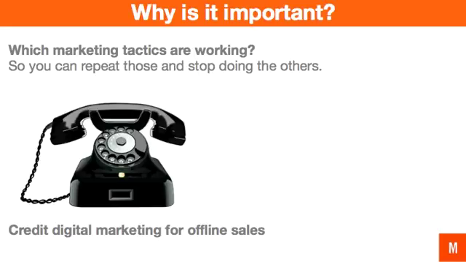So why is closed loop reporting so important? Because it enables you to know exactly which marketing tactics and strategies are working, and then you can repeat those, and the ones that aren't, you can stop doing. The other thing is that even though the world is so digital, the majority of people that arrive on a website or a landing page will still look for the telephone number and phone the company or brand to make a purchase or an inquiry. And there's no way without closed loop reporting that you can tie the reason for that phone call back to digital marketing.